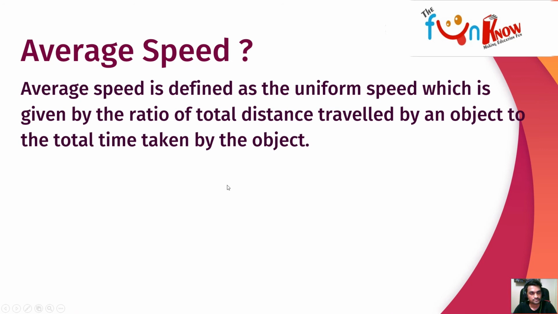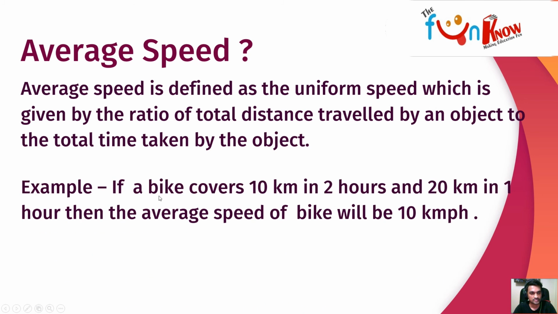Average speed. Average speed is defined as the uniform speed which is given by the ratio of total distance traveled by an object to the total time taken by the object. So let's take this example. If a bike covers 10 kilometers in 2 hours and 20 kilometers in 1 hour, then the average speed of a bike will be 10 kilometers per hour.